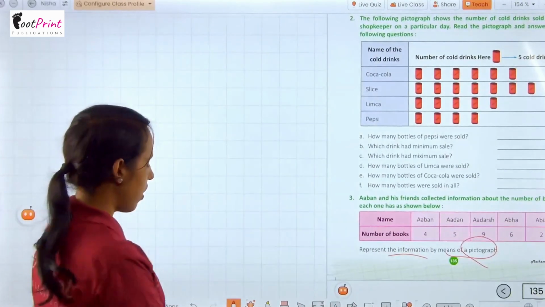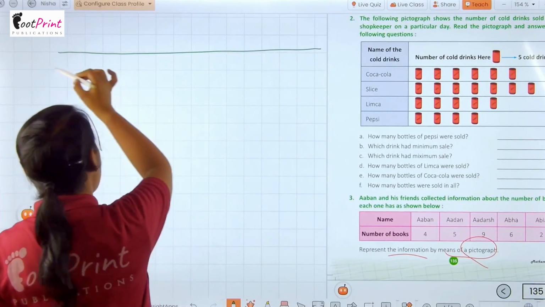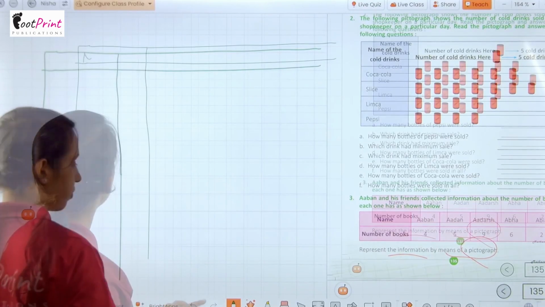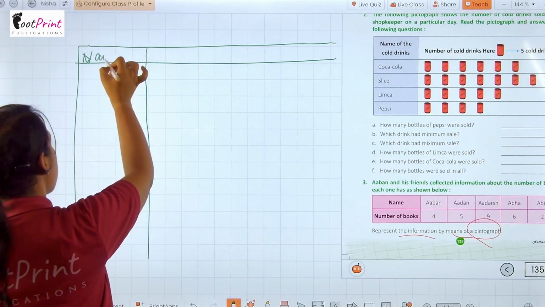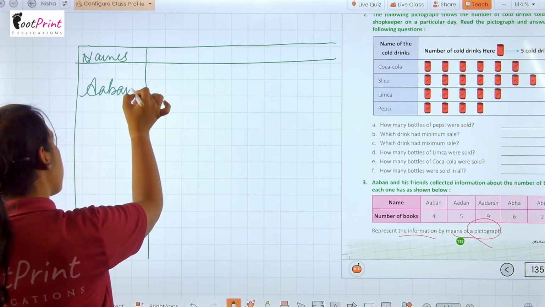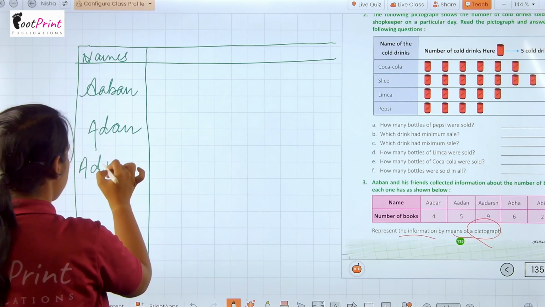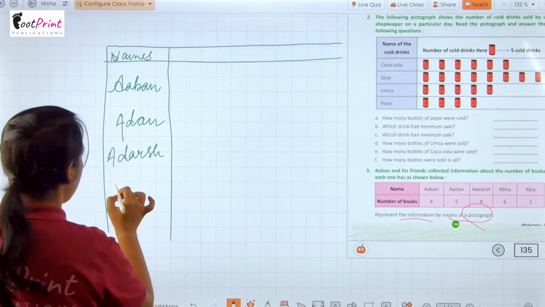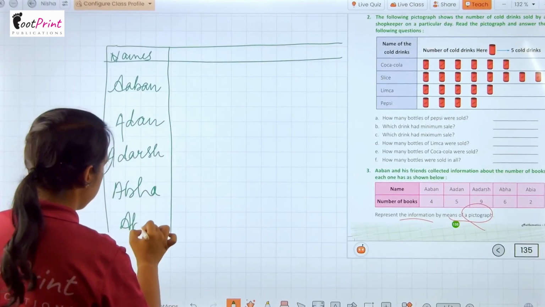So how do we show? Let's see here. First we make a table and we will write here. So we make the table here and we write here names. Okay, and names are Aban, Adan, Adarsh and Abha, and after that Abia.